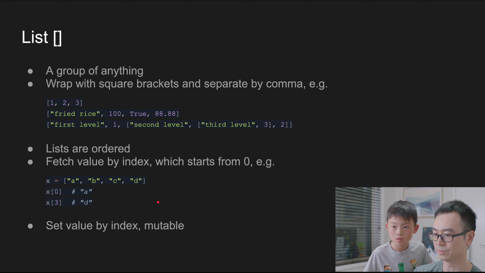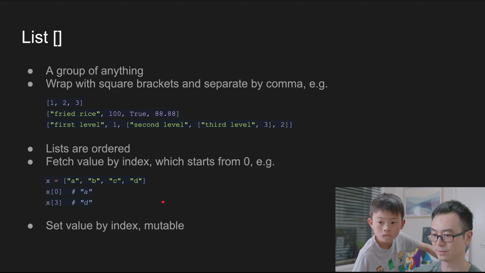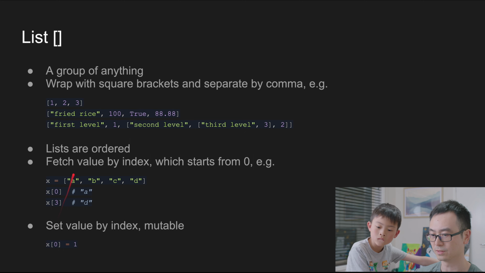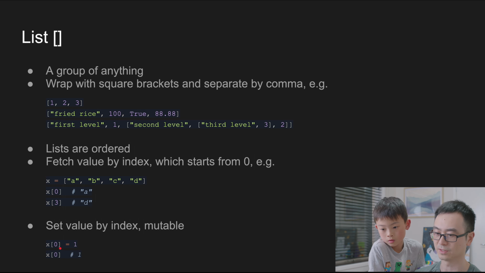So we can also set the value by the index, which means this list type is mutable. Mutable means it can be changed. It's not untouchable, right? So this is an example. If we still use this list as an example, when we say x[0] equals 1, now when we get it again, it's not going to be A anymore. It will be 1. So basically this list becomes 1, B, C, D. So you can change it by the index. It's the same as giving a value to a variable, but inside the list variable you can also change the value. So that's how you use the list.